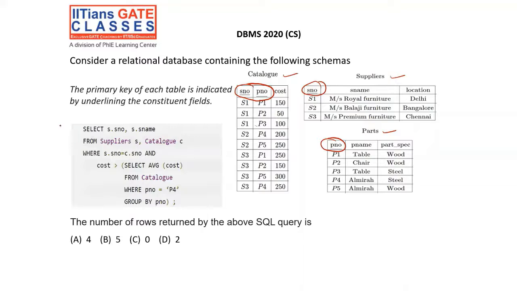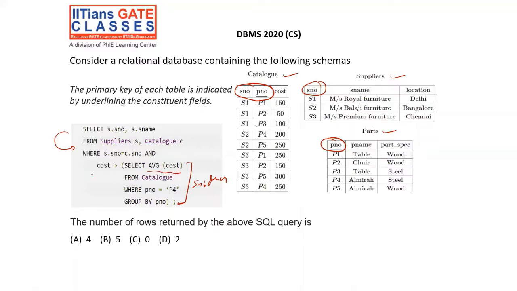So what we have to do is execute this query and find out how many tuples will come in the result. Now see, we have to tell the number of rows returned by the above SQL query. If a nested query or subquery is given, first we need to execute the subquery, then come to the main query. So this is your subquery, right? Then we need to run the main query. So first execute this subquery and find out the average cost.